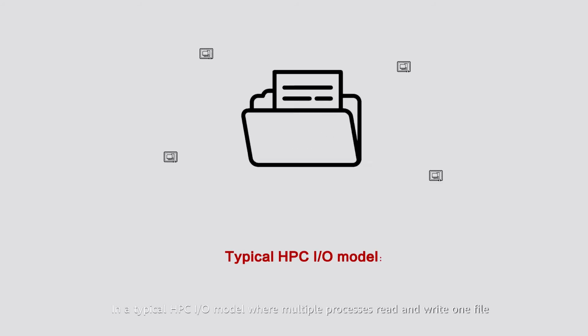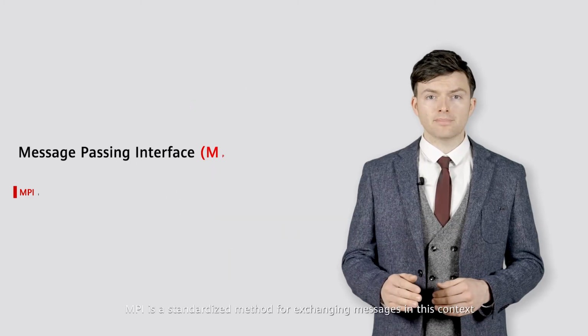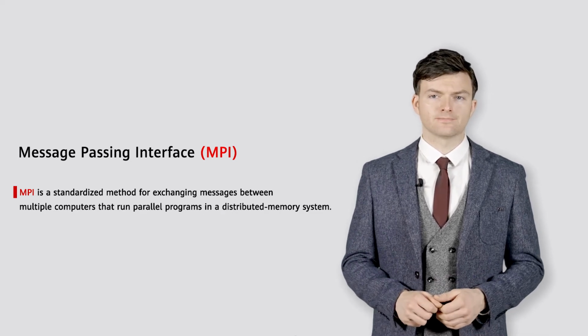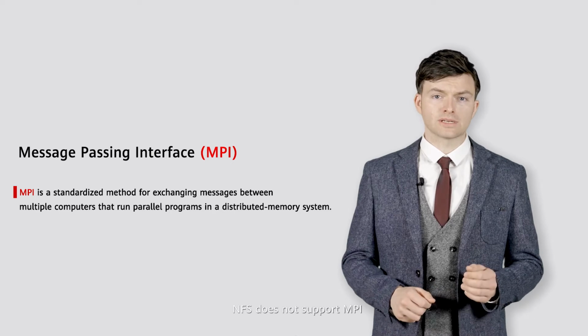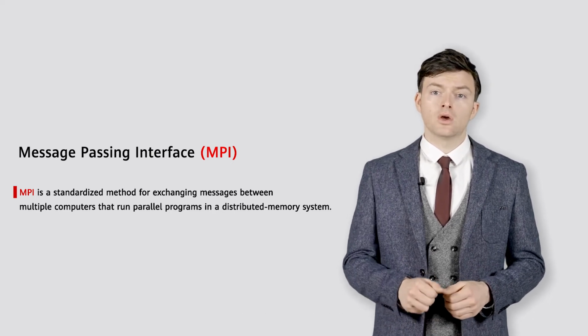In a typical HPC I/O model where multiple processes read and write one file, threads must cooperate with each other to avoid read and write conflicts. MPI is a standardized method for exchanging messages in this context. NFS does not support MPI, whereas DPC supports the MPI-I/O interface, which can significantly improve I/O performance.